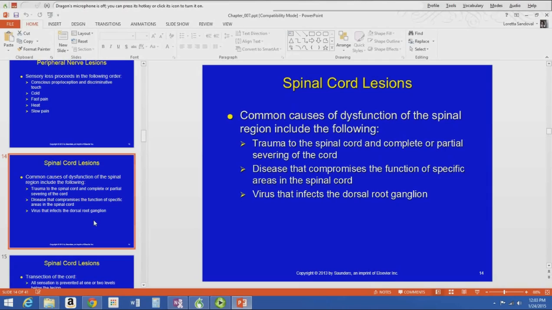Somebody works as a roofer, they fall off the roof, and they damage their spinal cord. That's a really common cause of spinal cord lesions. You could also have it because of a disease that compromises the function of specific areas of the spinal cord, or a virus that affects the dorsal root ganglion. So you can have an autoimmune disease, or you can have a congenital disease or a virus that's affecting that.